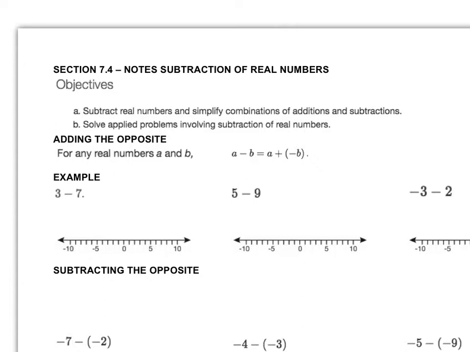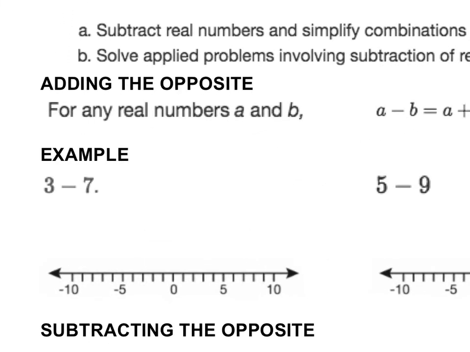What I want you to think of is that adding the opposite really means just adding a negative. So if I have 3 minus 7, and that's something you are able to do in your head, you can also write this as 3 plus negative 7. For me, I prefer to see it as 3 minus 7. And I can use a number line with this.